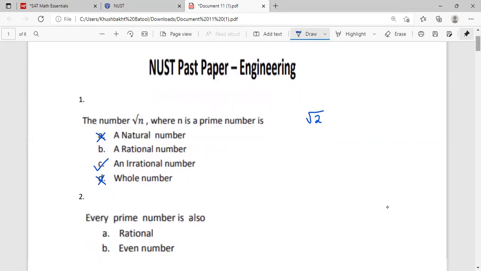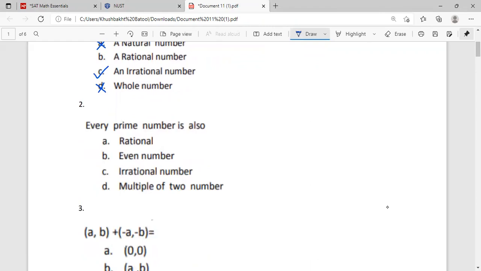Okay. Let's talk about the second question. Every prime number is also a rational number, even number, irrational number, or multiple of two numbers. Okay, think about prime numbers now. We have 2, 3, 7, and so on. All these are prime numbers, right? A prime number is a number that can be divided by itself and one only. So all these are prime numbers.